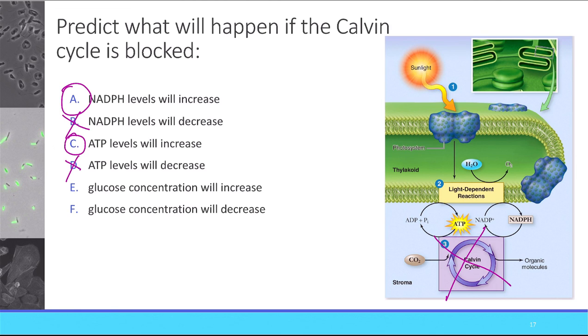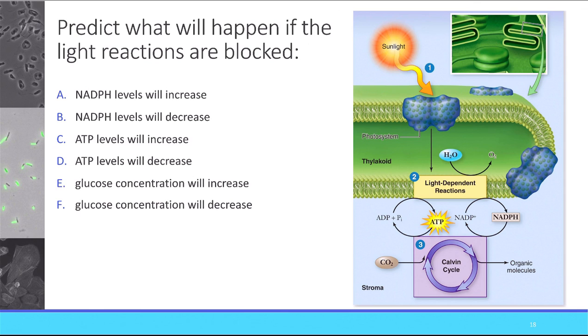And then E and F talk about, what do you think will happen with the glucose concentration? Will it increase or will it decrease? Well, the part where we actually make glucose, where we make carbohydrates, is the Calvin cycle. And that's what's broken. So if that is what's broken, there's no way that glucose can be increasing. It will be decreasing. So let me know in the comments if you follow my logic here and if you got the same predictions.